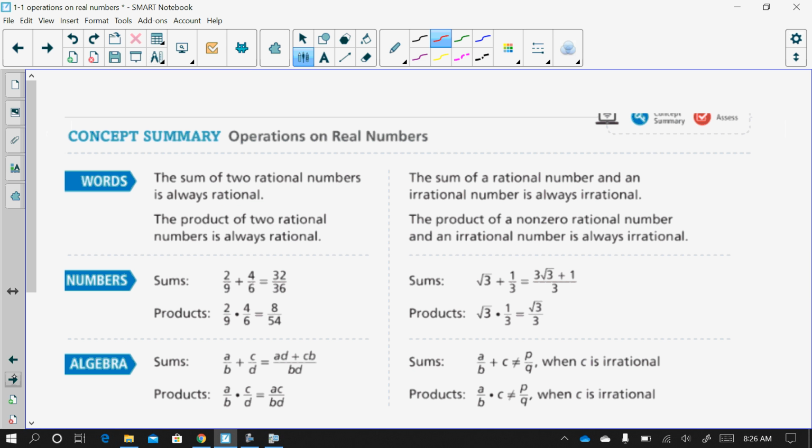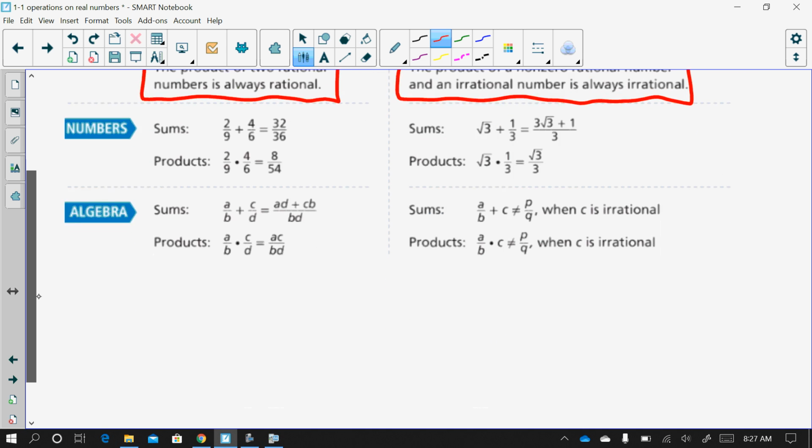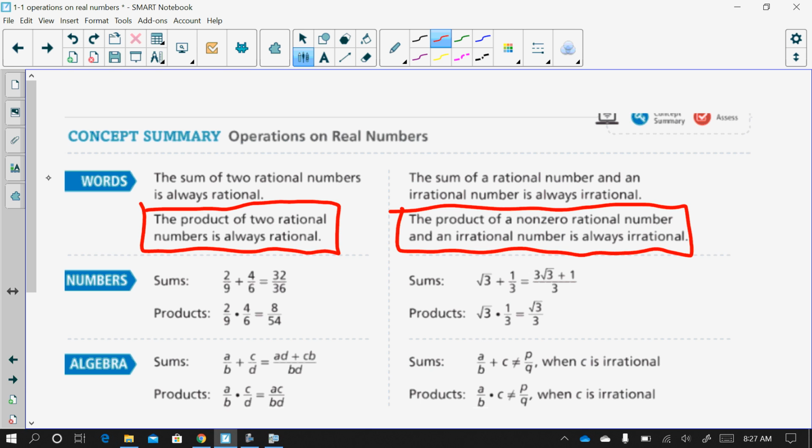They also want you to think about products. Products work just like the sums do. Product means multiply. So if I do rational times rational, I get rational. Same thing with rational times irrational, I always get irrational. So just some things to think about.